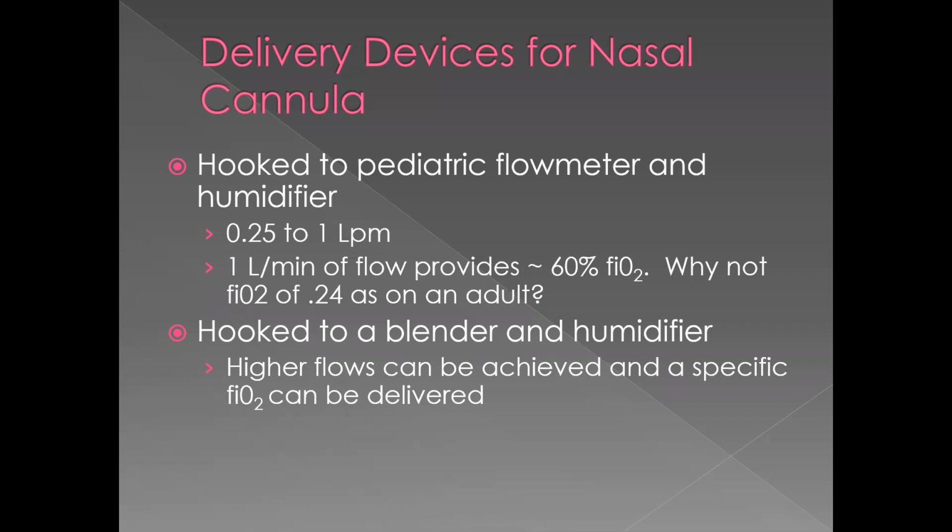This is just my thought process. Okay. Because it says 1 liter per minute provides 60% FiO2. That's on a neonate because they don't entrain room air like we do. So my question is on a regular flow meter, if we didn't put it at 1, if we put it at like 0.25, then would it give them 24%? Okay, yeah, it's just a little different.